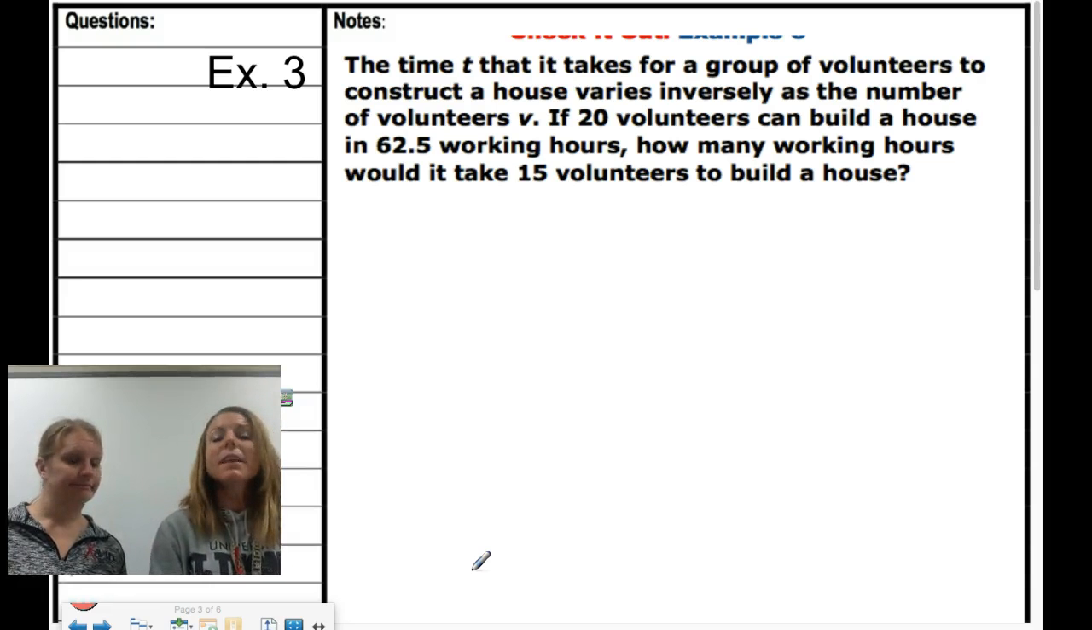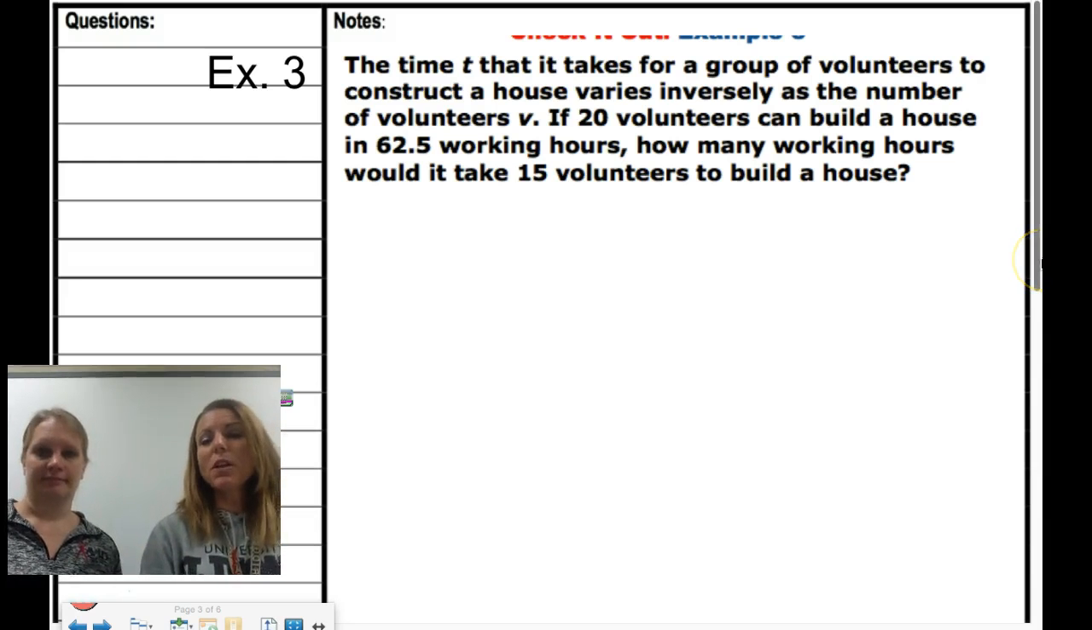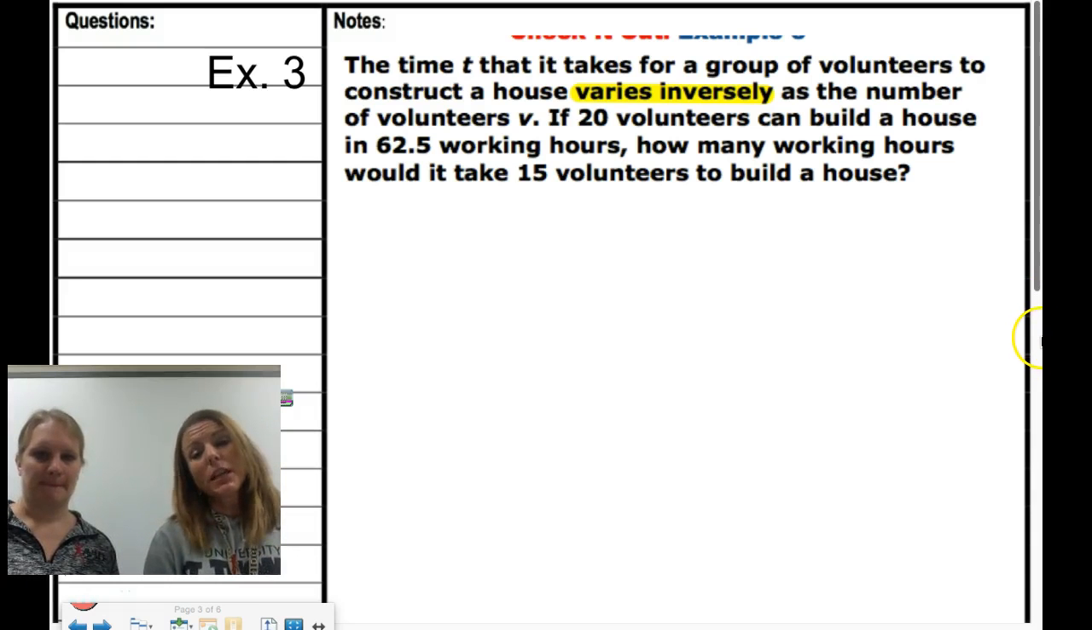The time t that it takes for a group of volunteers to construct a house varies inversely as the number of volunteers v. If 20 volunteers can build a house in 62.5 working hours, how many working hours would it take 15 volunteers to build a house?